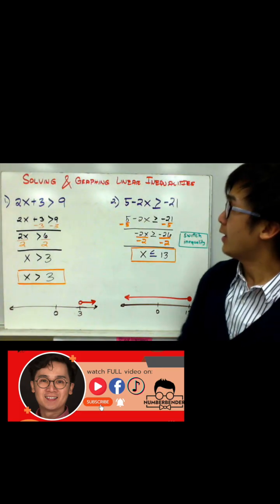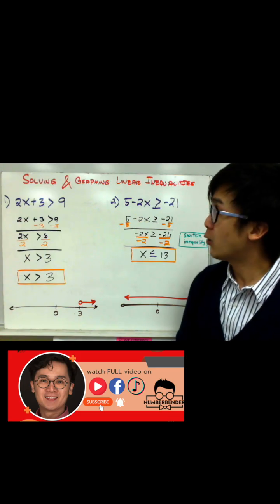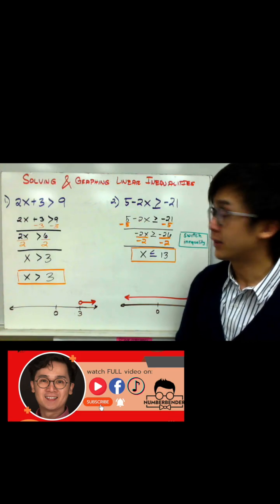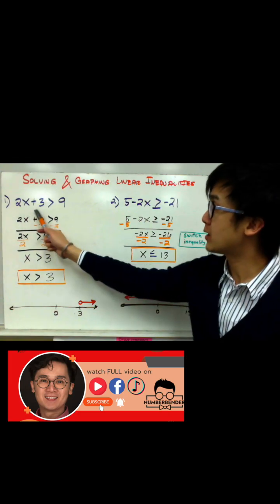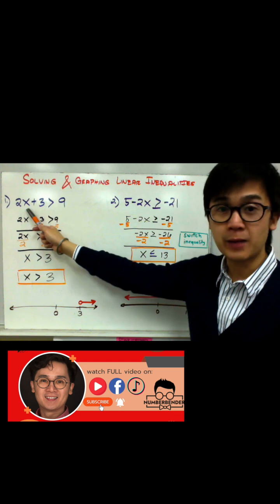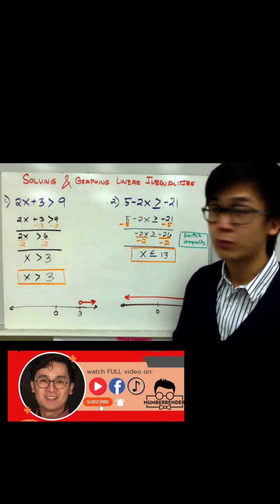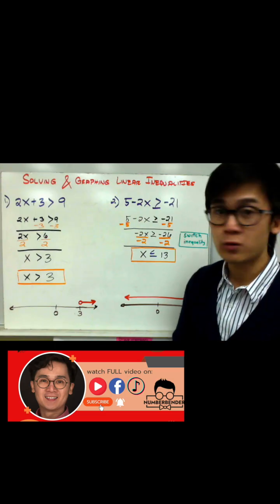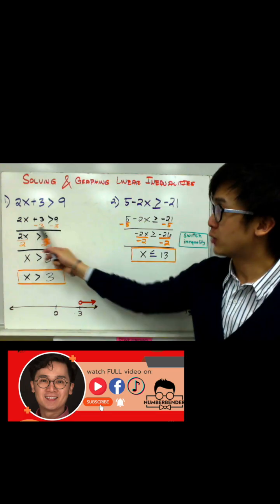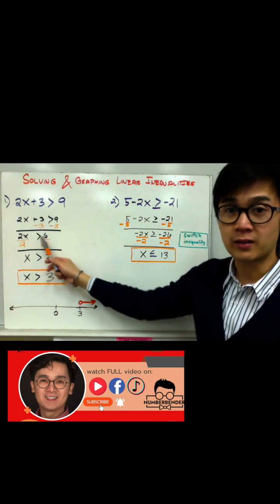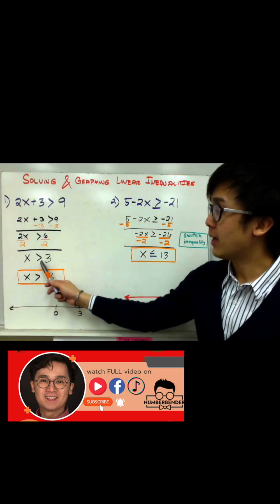Now to solve and graph your linear inequality, just like what we did in our previous lessons, we're going to solve 2x plus 3 greater than 9, but this time we're going to graph it afterwards. To solve it, you need to have x by itself, so you will need two steps. The first step is to subtract 3 on both sides and then divide by 2 on both sides. So we have 2x plus 3 greater than 9. Subtract 3 on both sides and you'll have 2x greater than 6. Now divide both sides by 2 and your answer will be x greater than 3.